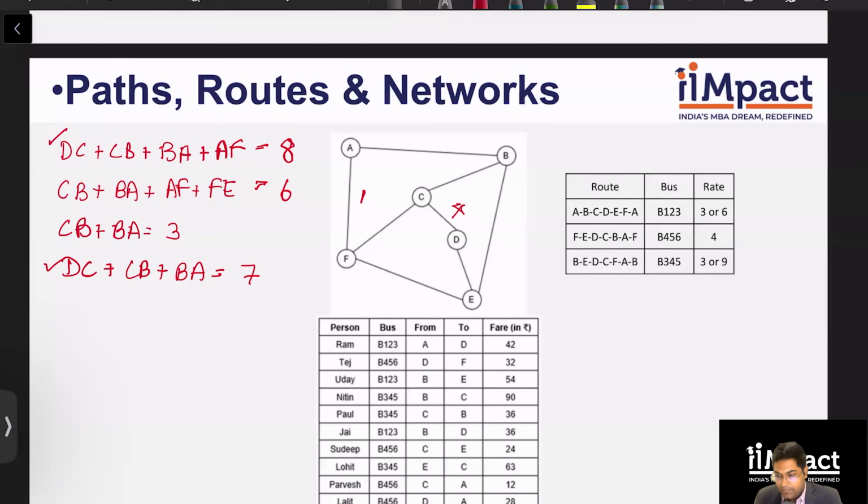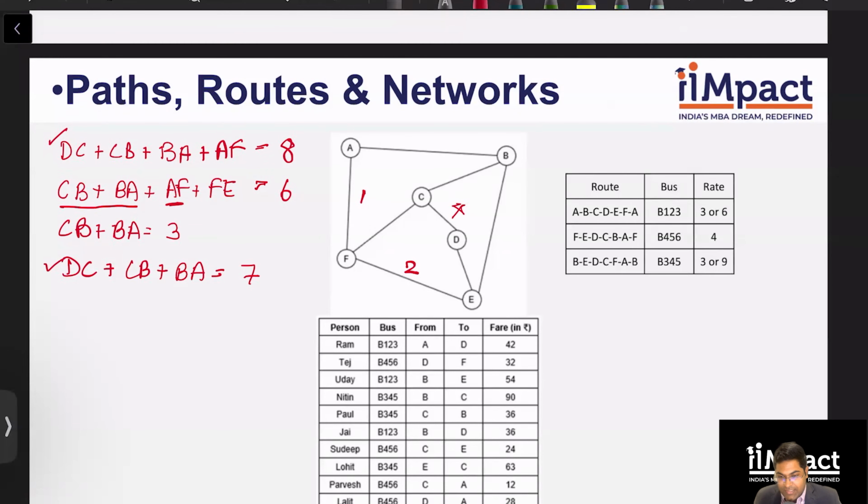Correct? Amazing. What else can I do? Now, here I know AF as 1. I know CB plus BA as 3. So I can get FE equal to 2. Okay. Now guys, I have the distances for 3 routes.